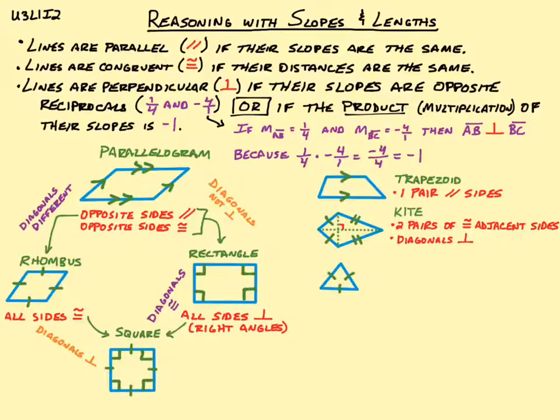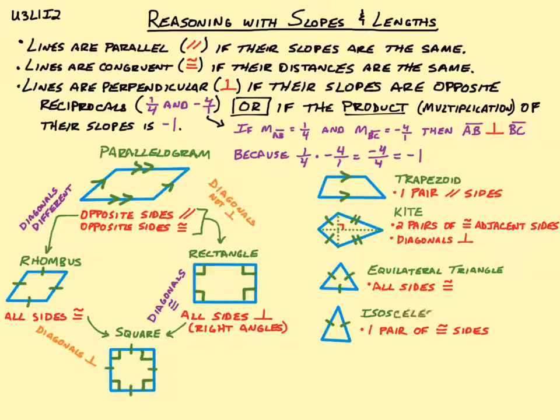We have this triangle with all three sides being congruent to each other. And this, of course, is an equilateral triangle. We have this other triangle where these two sides are congruent. So you've got one pair of congruent sides. And this is an isosceles triangle. And finally, we have this triangle with a right angle. When we have one pair of perpendicular sides, then of course we have a right triangle.